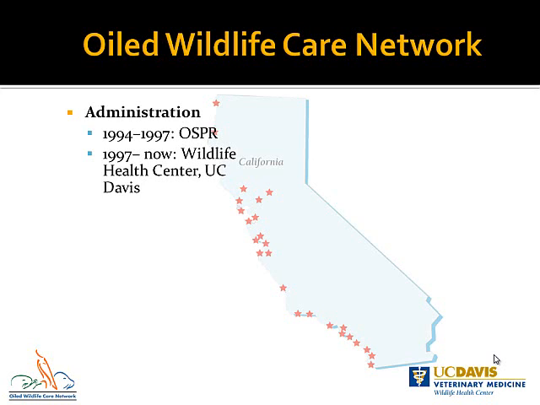So the administration of the OWCN sat within OSPR between 1994, when the OWCN was created, and 1997. But when a research component was added to its mandate in 1997, it transferred the administration to the Wildlife Health Center at UC Davis. And that is the base of our operations. And there's 8 of us that sit in Davis, but we are a network organization with 31 member organizations throughout the state.